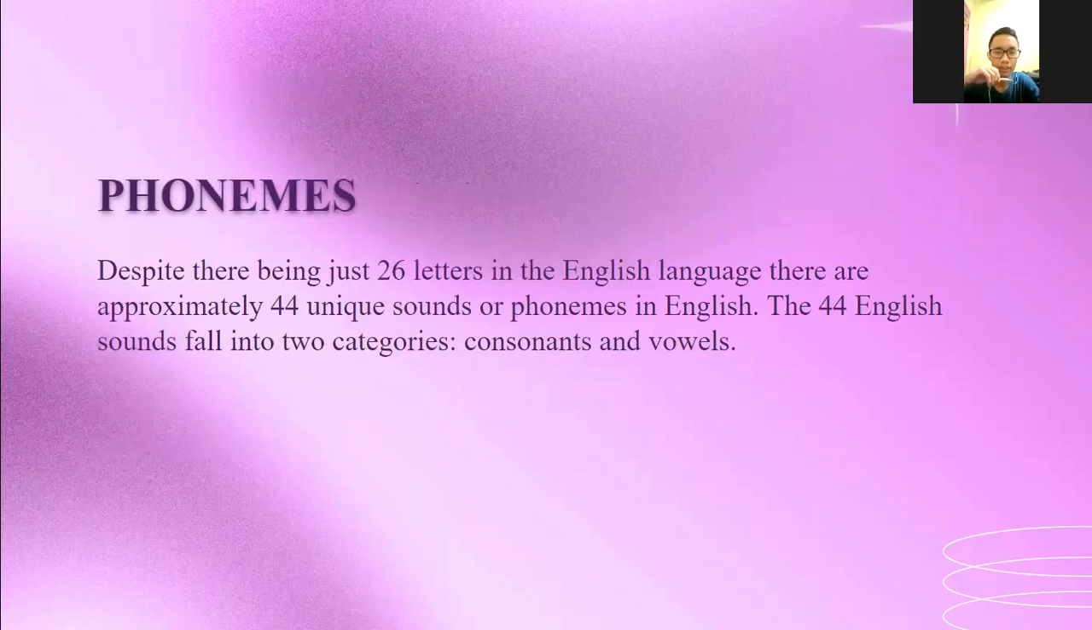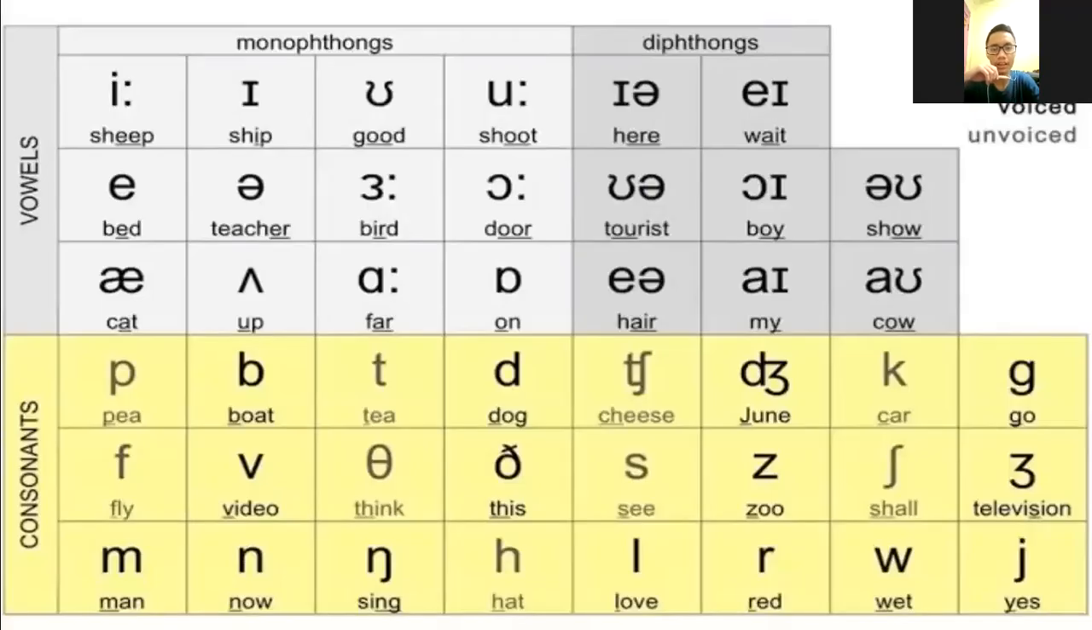Despite there being just 26 letters in the English language, there are approximately 44 unique sounds or phonemes in the English language. The 44 English sounds fall into two categories, consonants and vowels. Next slide, please.